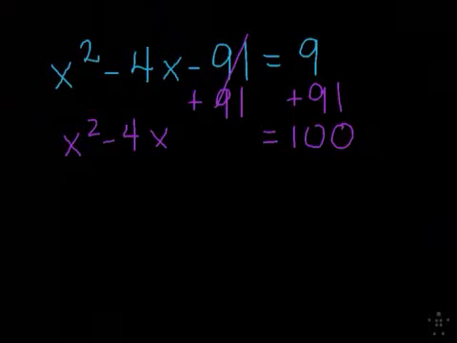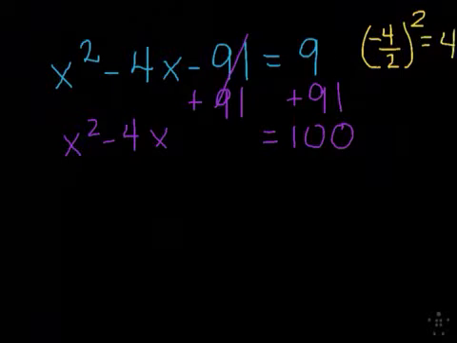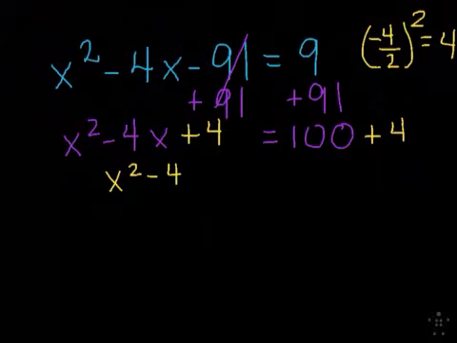Okay. So now we're going to do what we normally do. Half the middle term and square it. So negative 4 divided by 2 is negative 2, squared is going to be a positive 4. So we add in a 4 on both sides. So we have x squared minus 4x plus 4 equals 104.